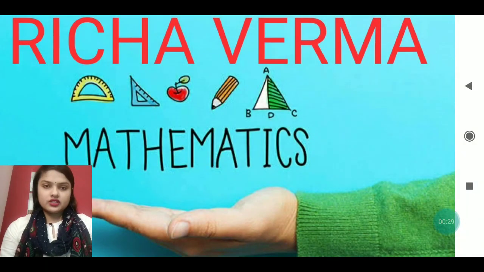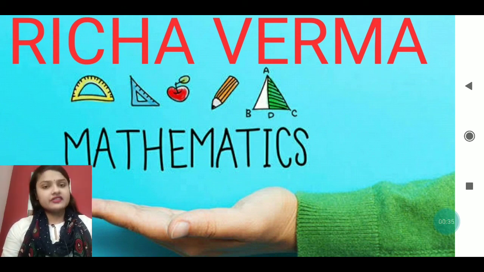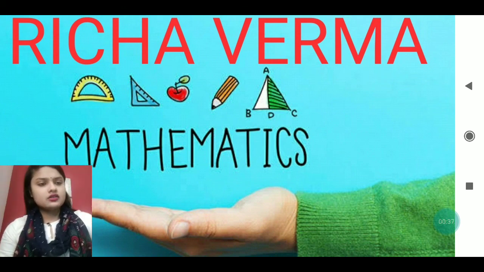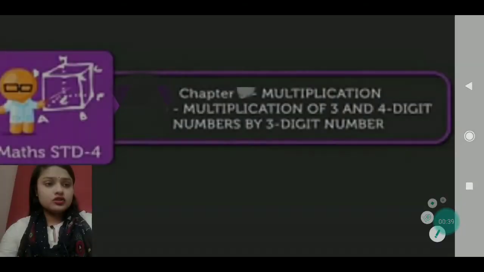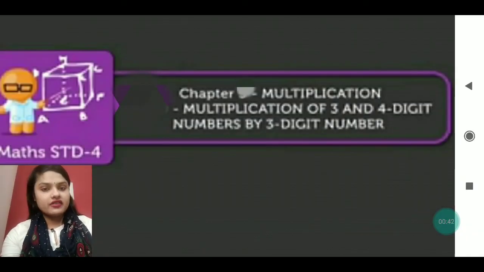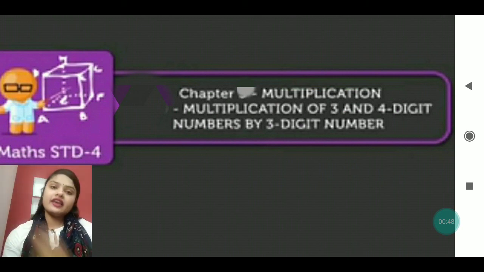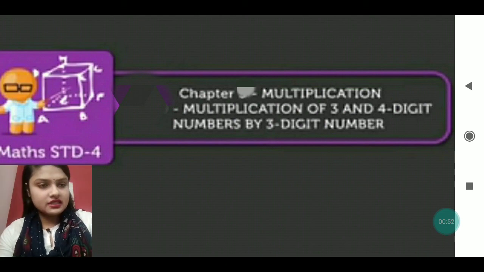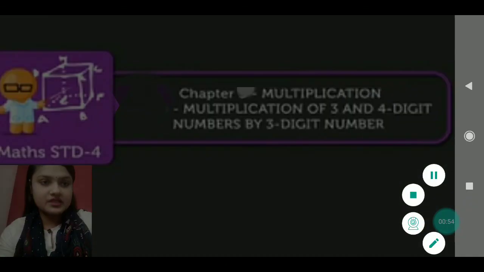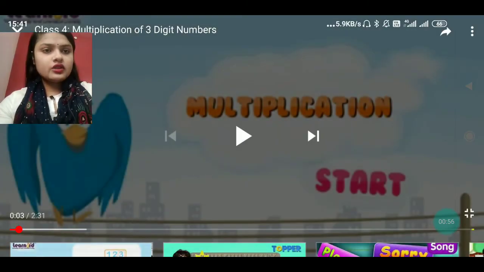Today also, students, we are going to discuss multiplication of a 3-digit number or 4-digit number by a 3-digit number. Okay dear, so just see, this is our topic for today. This topic we have already discussed in the last class, in the last video, and again we are going to discuss the same topic today. Okay, so let's start, my dear. Some more examples.